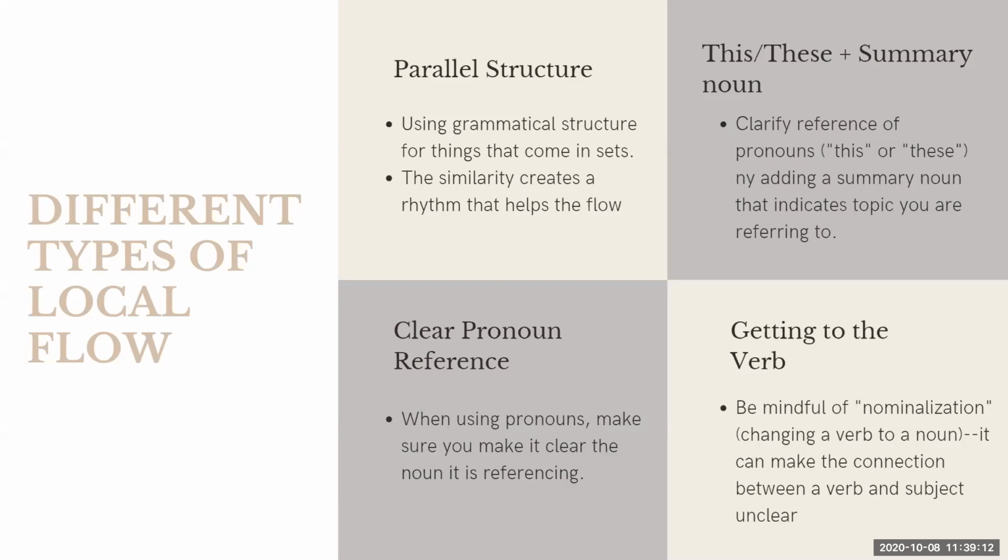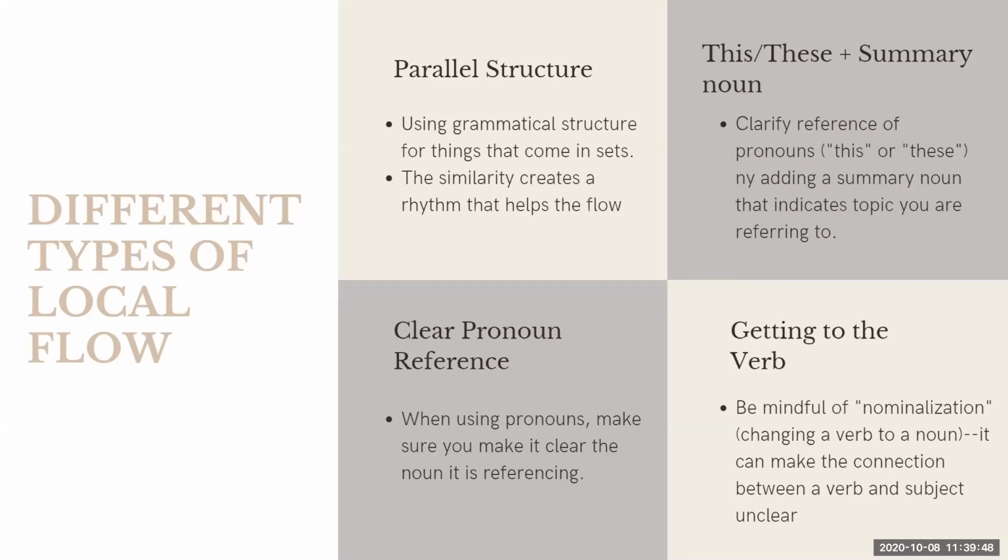So this could include when you're listing something, you can show the parallels by having the same type of structure in that list. So for example, he was walking, talking, and chewing gum. We're using the same verb tense for each of those individual verbs, and that helps with the flow. It creates a pattern, and your reader is just able to follow smoothly into the next sentence.